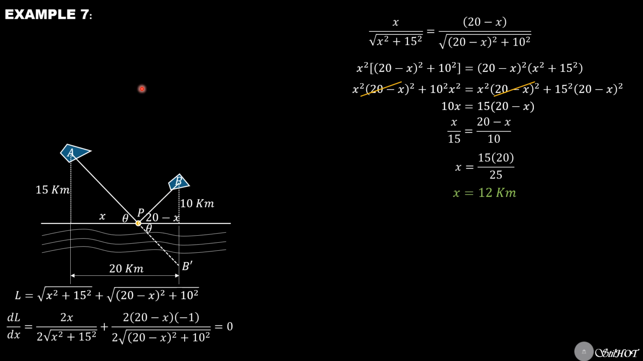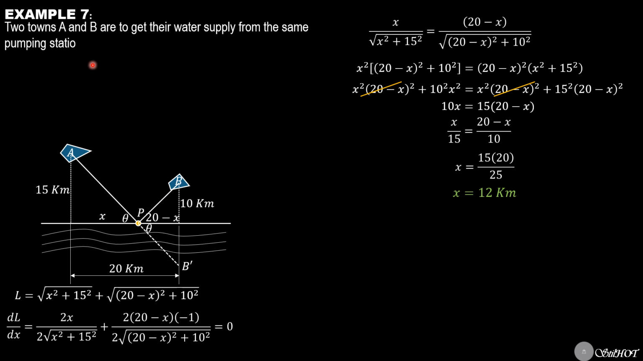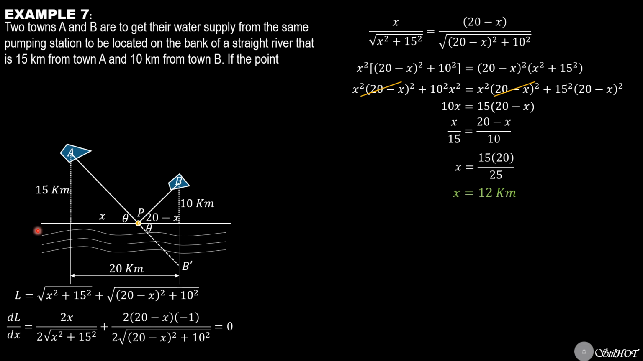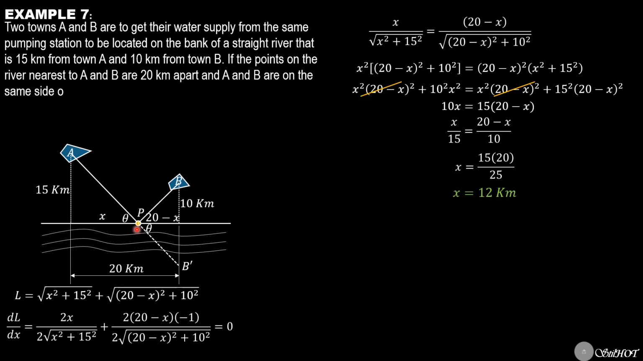Example 7. Two towns A and B are to get their water supply from the same pumping station to be located on the bank of a straight river. So this is the situation. We have a river and the bank is straight. The pump is located on that straight bank. And we have two towns, A and B.